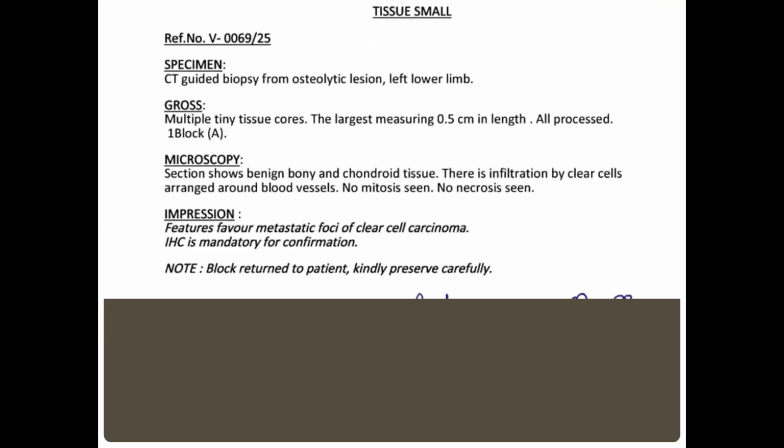So biopsy from that small bit of the right side of the rib also suggested there is a clear cell carcinoma of foci. We have done IHC also, and it is also confirmatory. Your pathologist writes left lower limb. No, I know. We discussed, it was the lower rib.